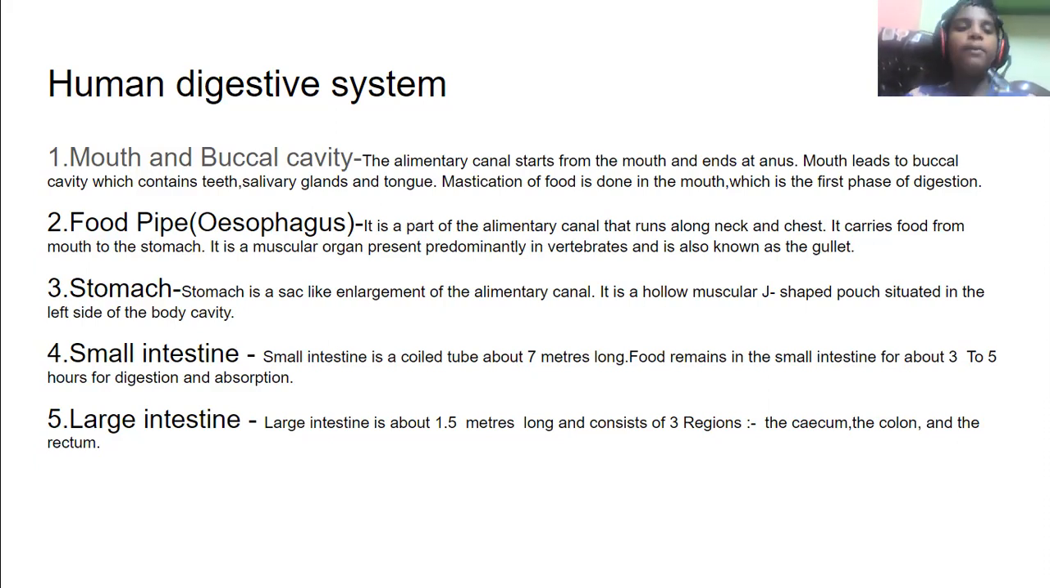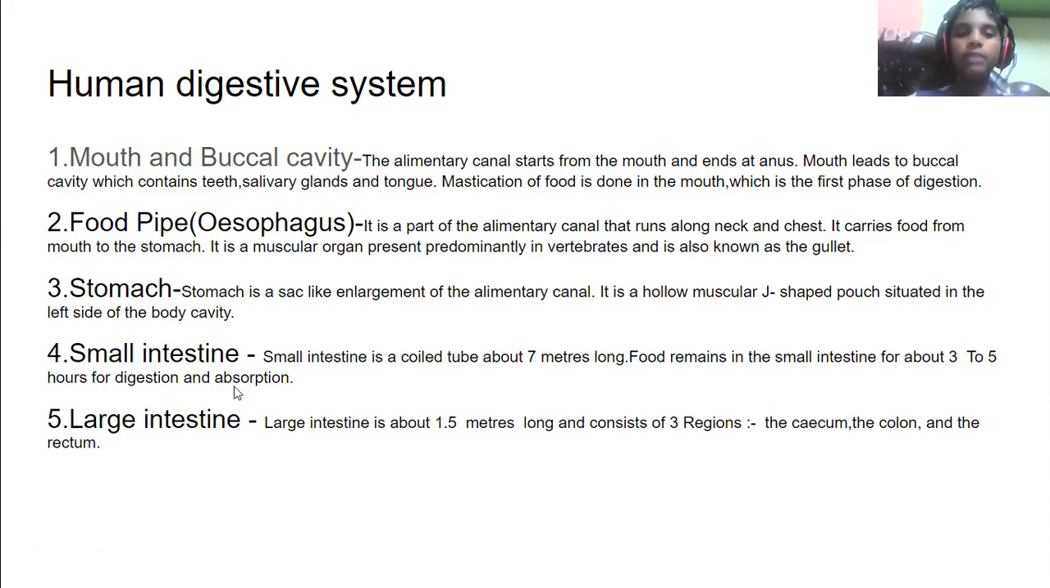Next, food pipe or esophagus. It is a part of the alimentary canal that runs along the neck and chest. It carries food from the mouth to the stomach. It is a muscular organ present predominantly in vertebrates and is also known as the gullet. It means the food pipe. Also, the scientific name for the food pipe is esophagus.